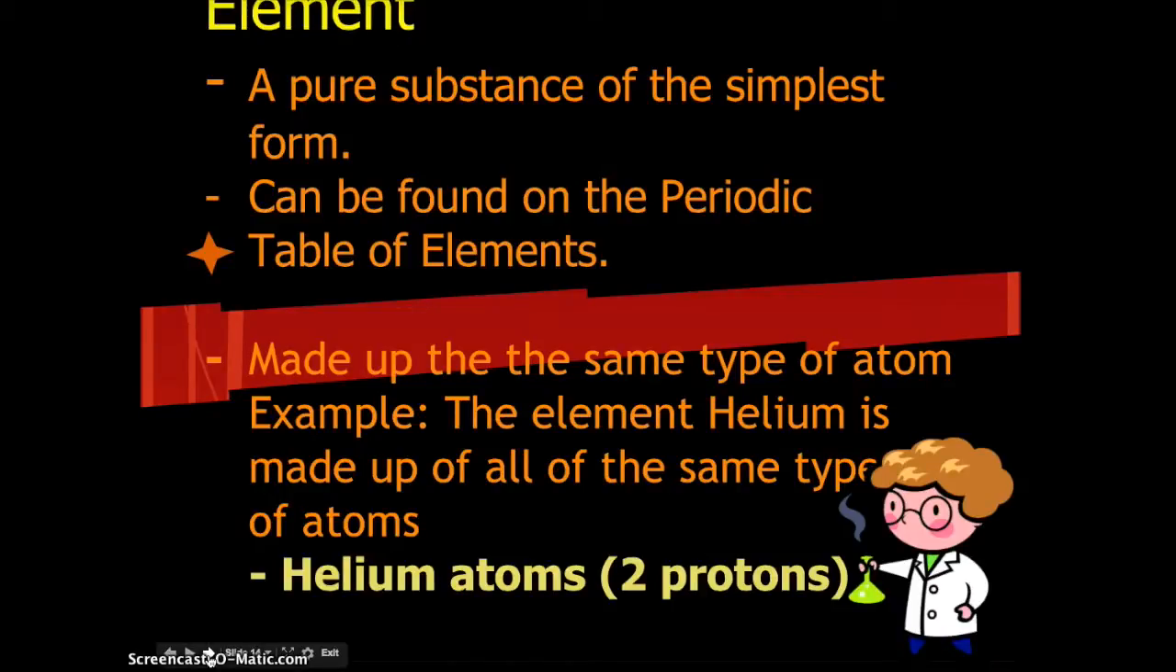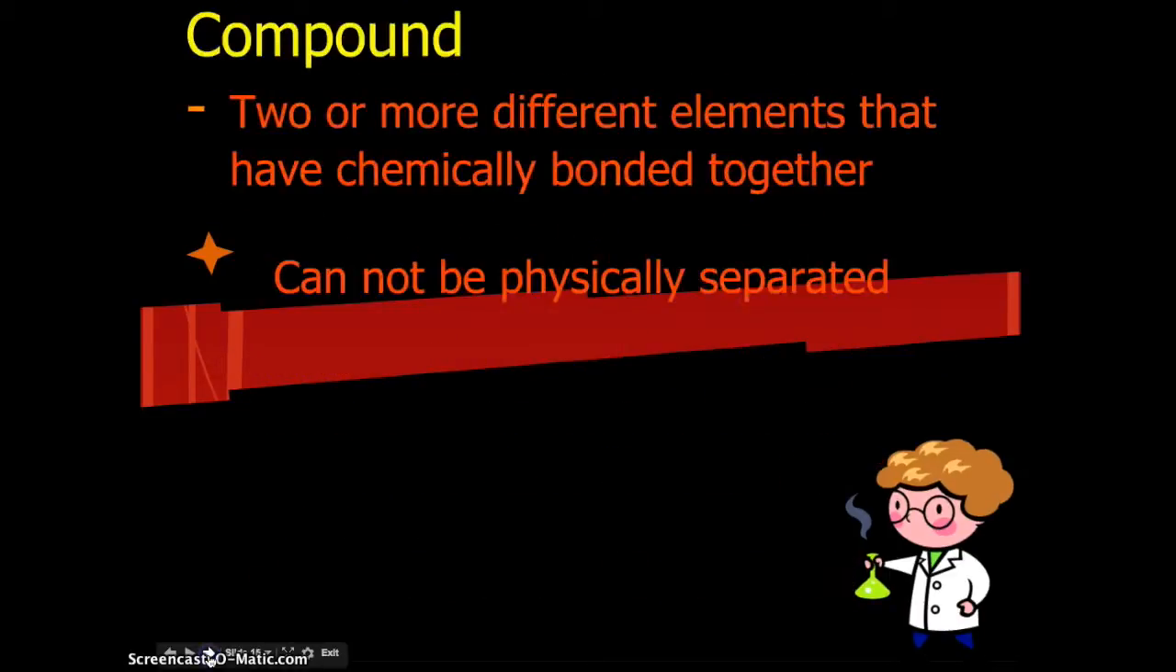If you remember, that's what makes helium helium, is the number of protons it has. Whereas something like carbon has 6 protons, so every carbon atom making up that element of carbon, they're all going to have the same 6 protons, or 6 protons in each one. Now a compound is 2 or more different elements that have chemically bonded together, so we cannot physically separate these things.